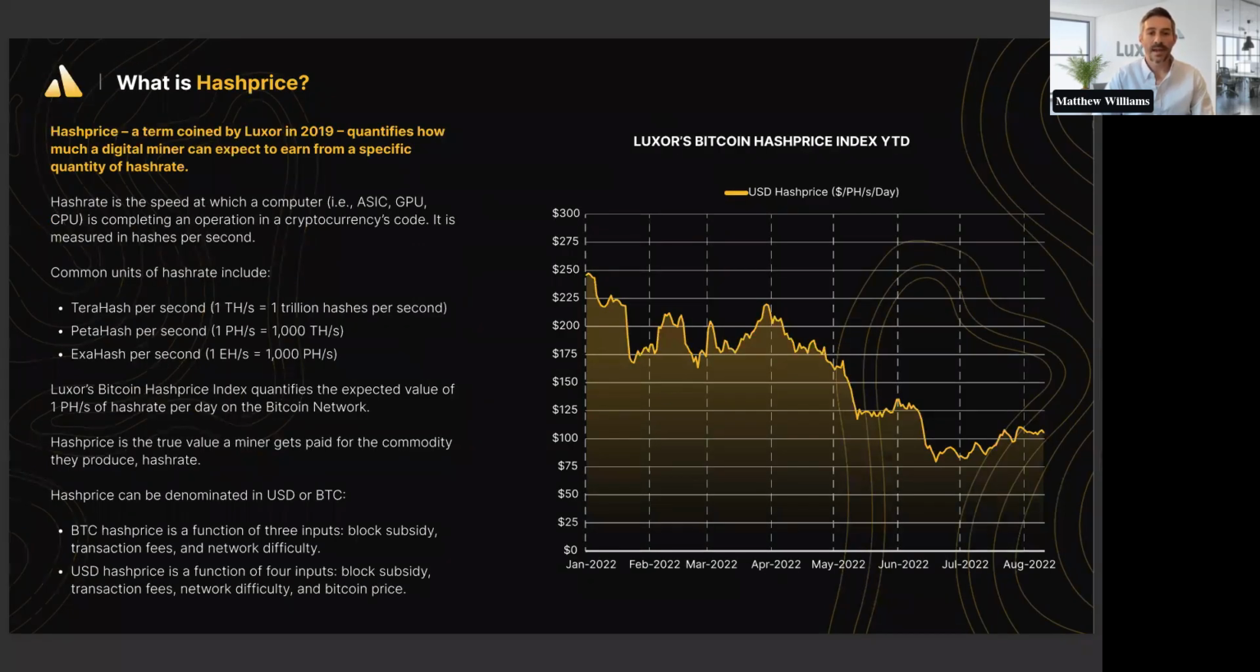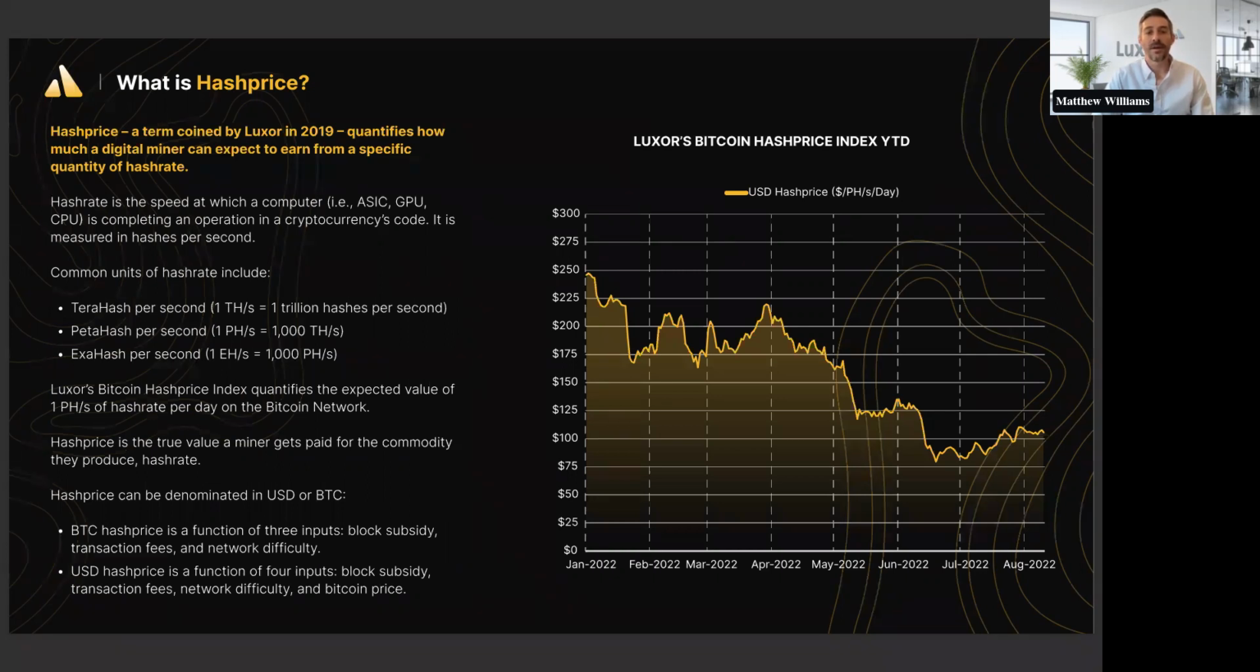So what is Hashprice? Hashprice is a term coined by Luxor that quantifies how much a digital miner can expect to earn in revenue from a specific quantity of hash rate. Hash rate being the speed at which a computer can complete an operation in cryptocurrency's code, such as Bitcoin. So in effect, hash price can be thought of as the true value a miner gets paid for the commodity that they have, which in this case is hash rate.